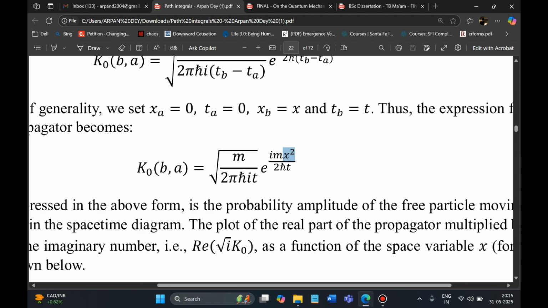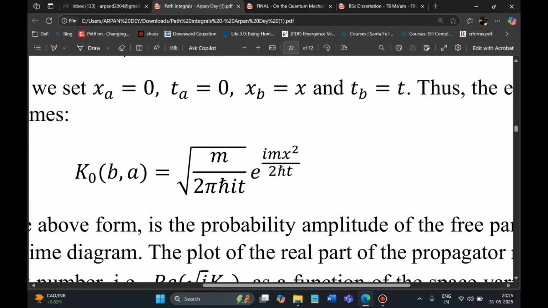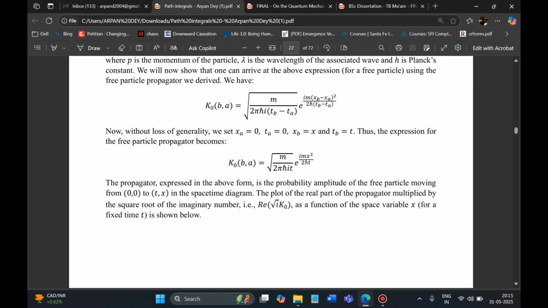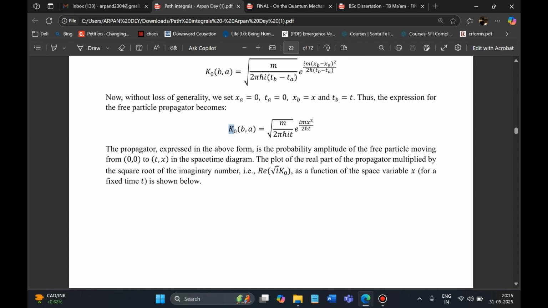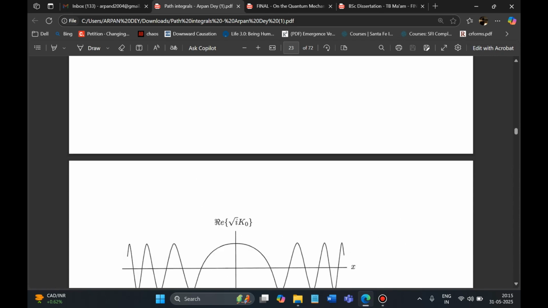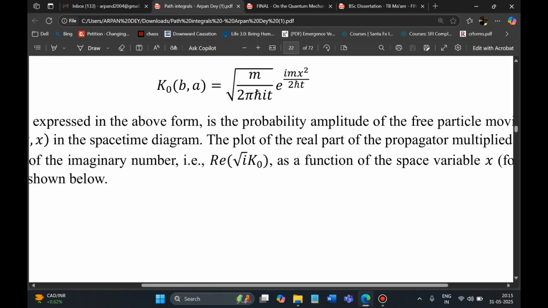But keep in mind that this x and t are intervals, time intervals and position intervals. They are not really just a single value of position or time. It appears that way, but you should remember that. We did this simplification to be able to plot this. So now we are interested in plotting the real part of this thing. This is the simplified expression for the free particle kernel, the probability amplitude of a free particle with zero potential moving from A to B.